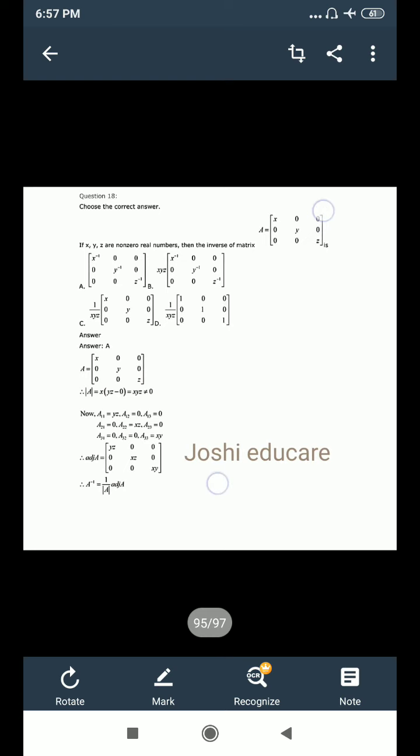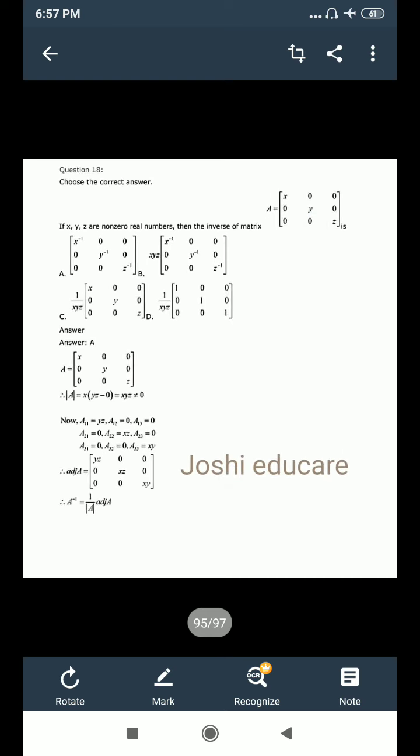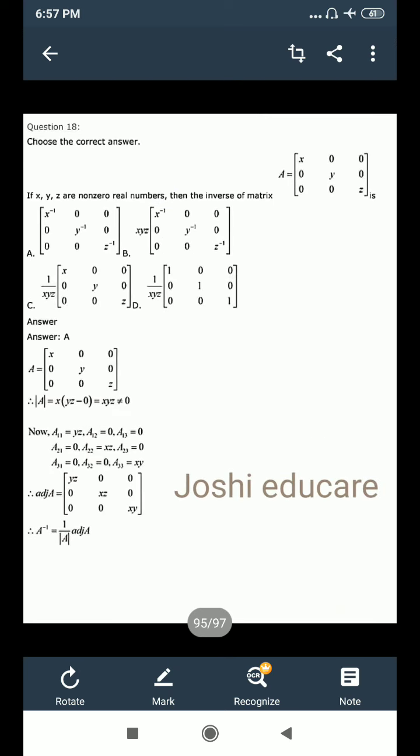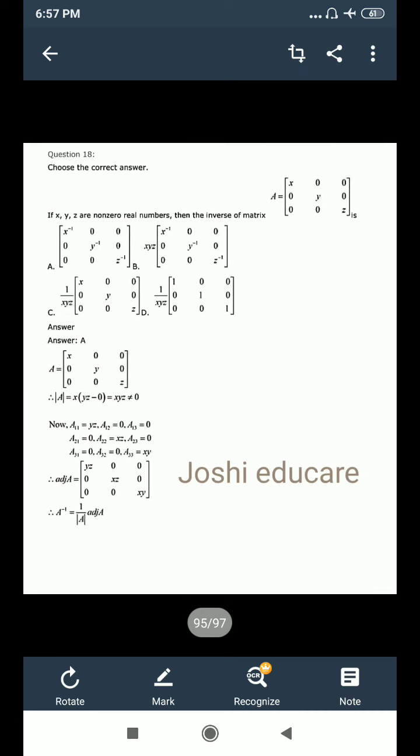Come to question number 18. Choose the correct answer. If a matrix A is given, and x, y, z are non-zero real numbers, then find the inverse of matrix A. Nothing special is there in this question. You have to find the inverse of this matrix and choose the correct option.